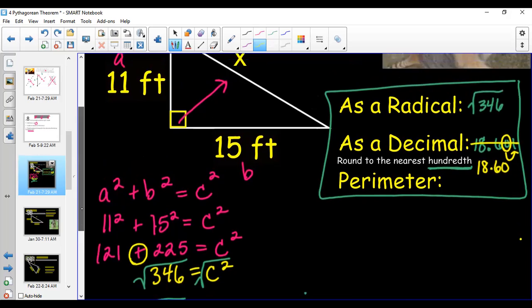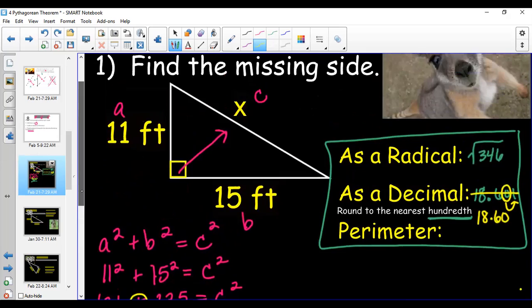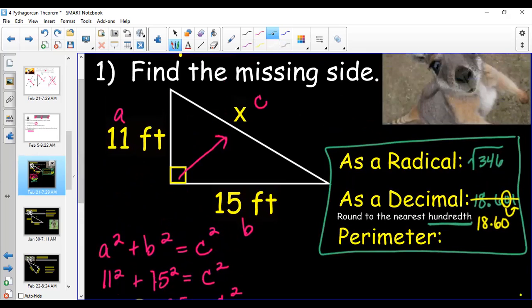And finally, it could even ask me the perimeter. So the perimeter of the triangle is when I add up all 3 sides. So 11, 15, and 18.6. So 11 plus 15 plus 18.6. I'm going to use a calculator here. So 11 plus 15 plus 18.6 gives us a perimeter of 44.6. Should probably put my labels on these. We're dealing with feet.